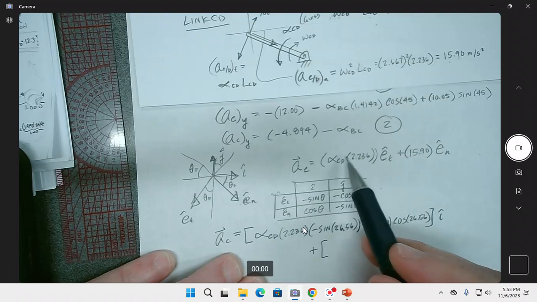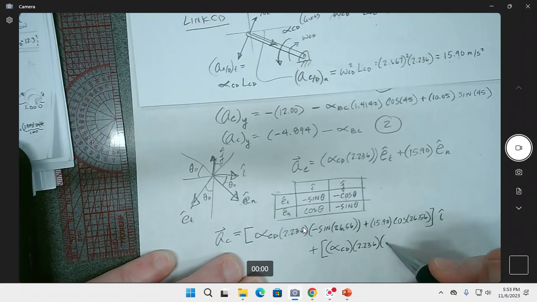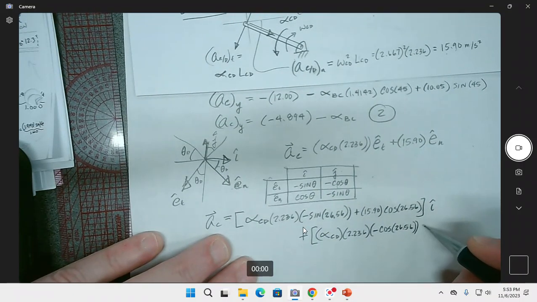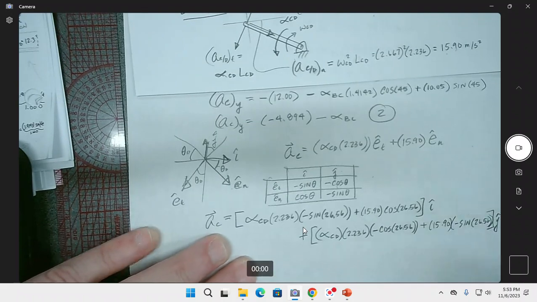Plus, and then I'll go back to the thing again, alpha CD 2.236 times negative cosine 26.56, and then plus 15.90, and keep it together. All right, negative sine of 26.56, j.